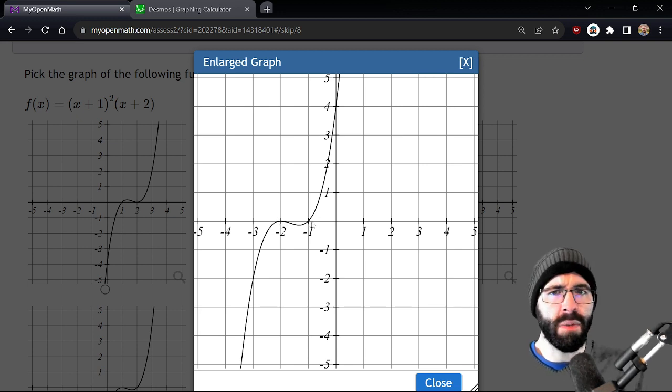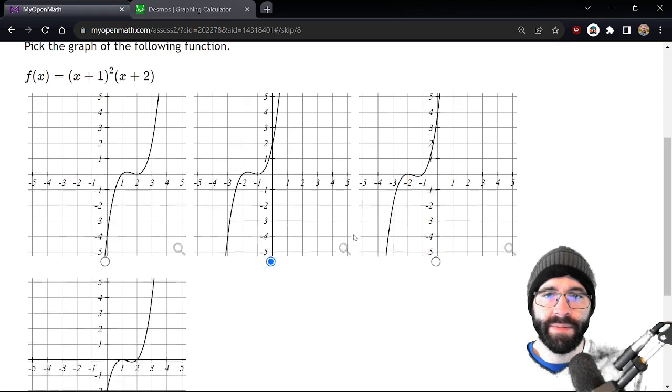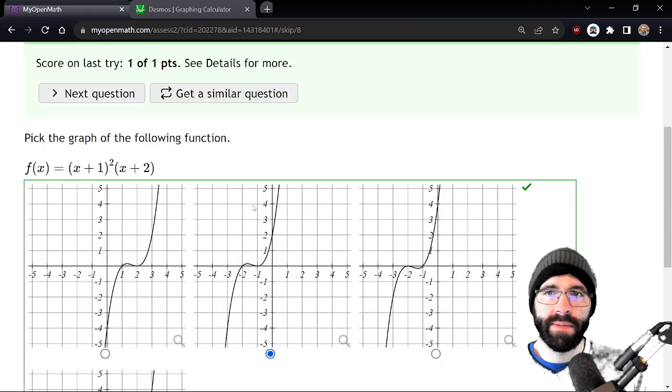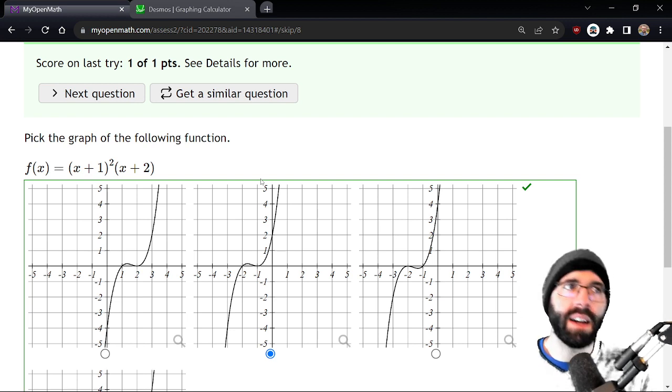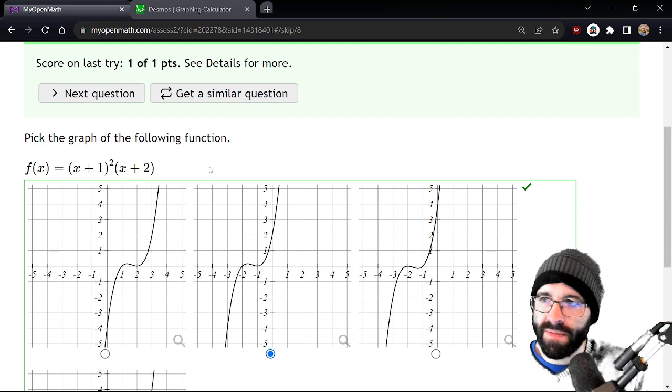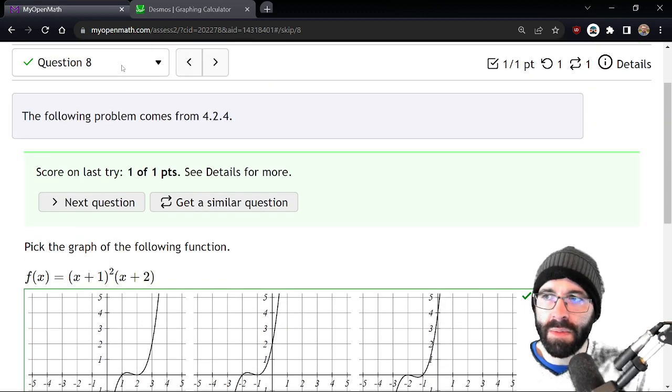Oh, this one switched the multiplicities, didn't it? In this graph, -1 is multiplicity 1, so it can't be the third one. Got to be the second one. There we go. So check all the same things that we check in the notes: degree, multiplicities, intercepts, all of that stuff. That's how you can do these sorts of problems.